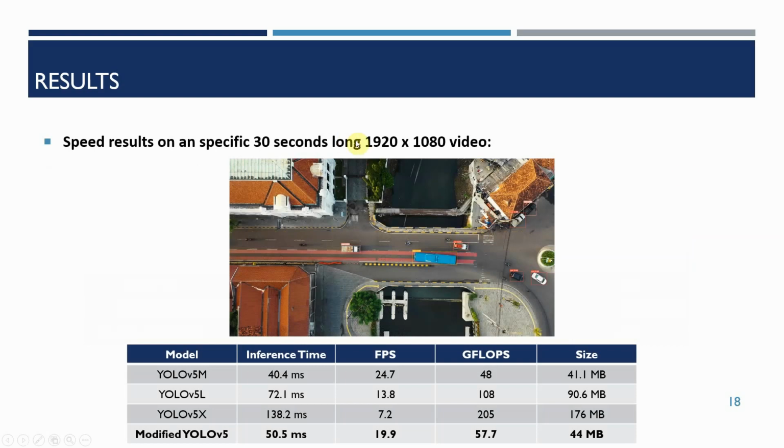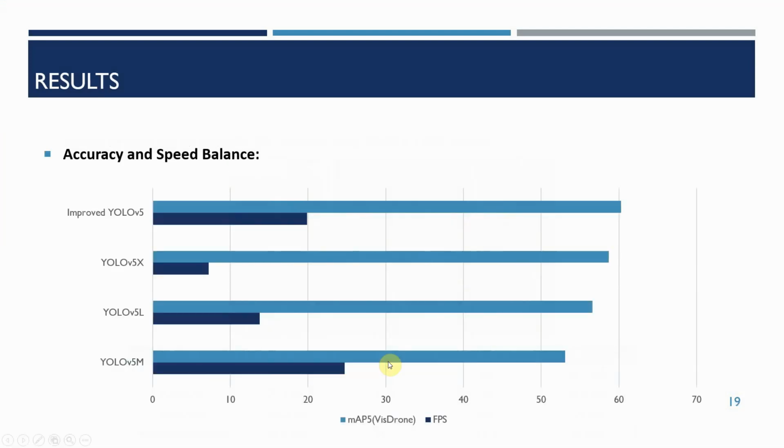For testing the speed of the model, we tested it on a 30-second long full HD video, whose screenshot can be seen here. And our model has less size and fewer floating point operations than YOLOv5L and X, and a little more than YOLOv5M, and its speed is also higher than these two and a little less than YOLOv5M in FPS, because the real improvement is that it has more balance.